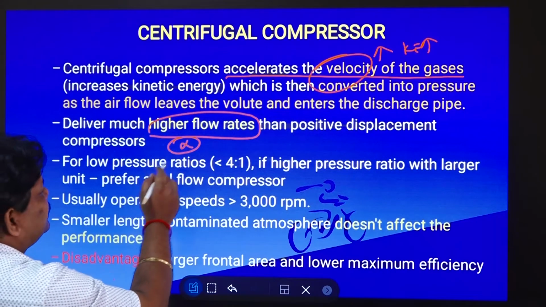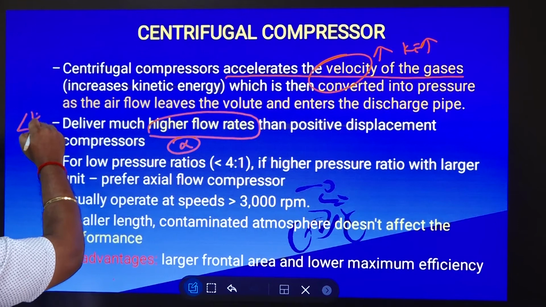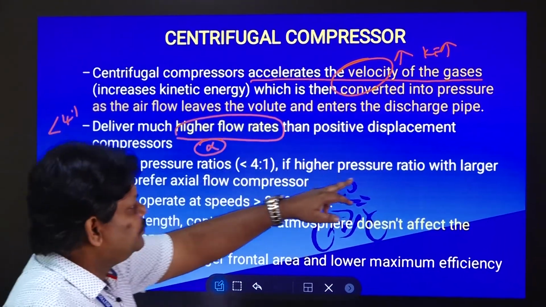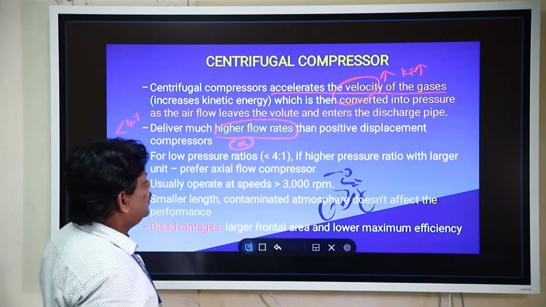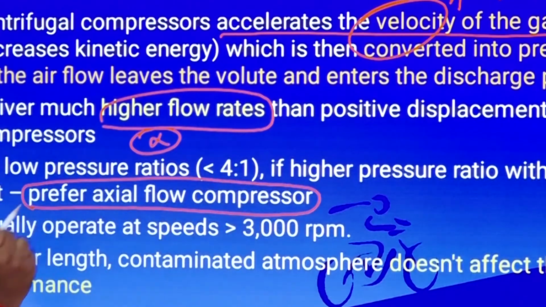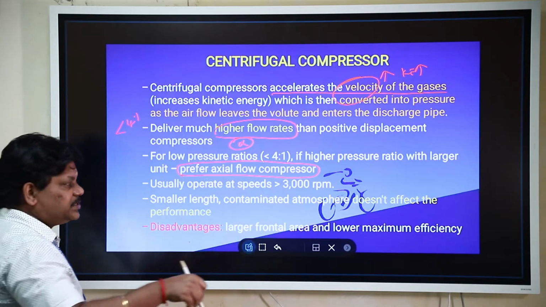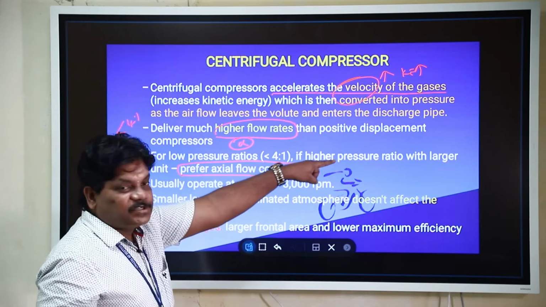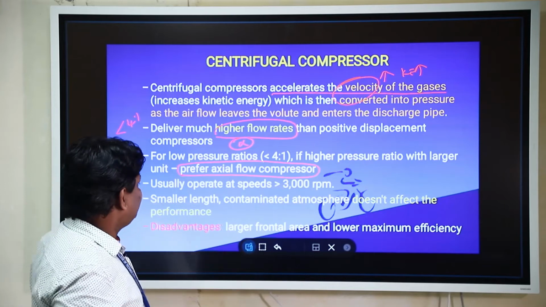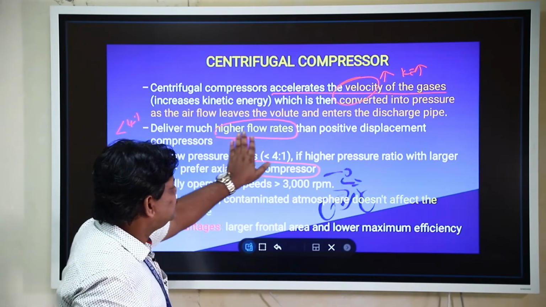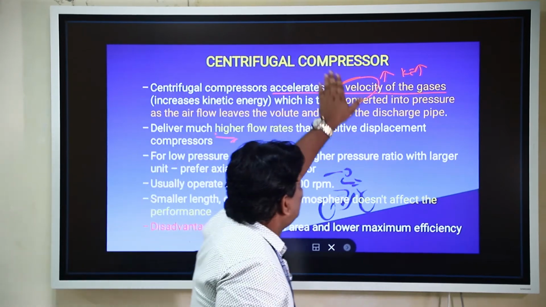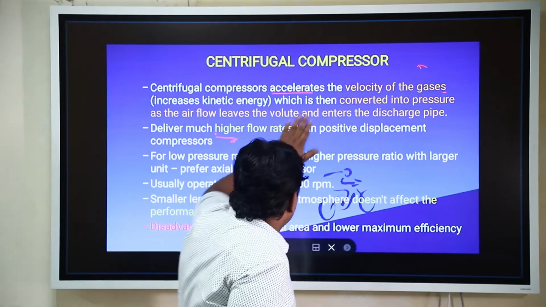For low pressure ratio, when the ratio is less than 4:1, you can use these centrifugal compressors. If you need higher pressure ratios with a larger unit, you have to prefer axial flow compressors. It usually operates at speeds greater than 3,000 RPM. Sorry, not 30,000, it is 3,000 RPM.